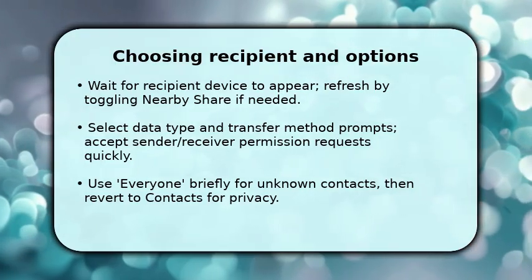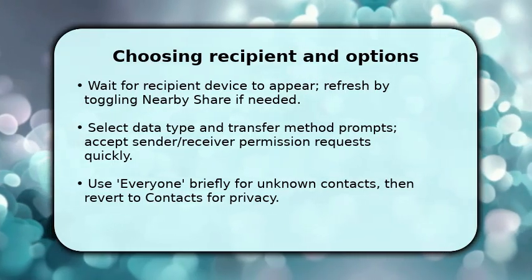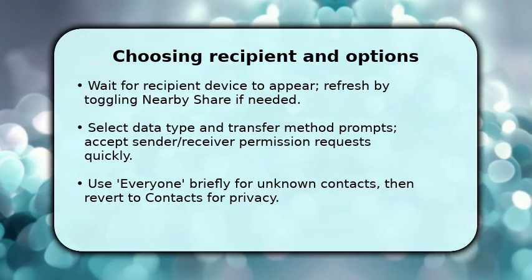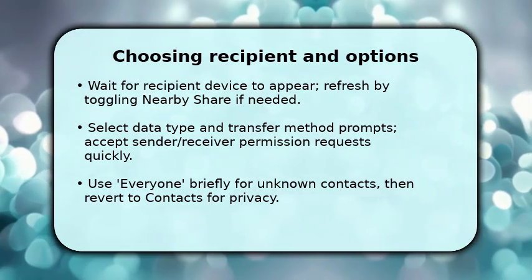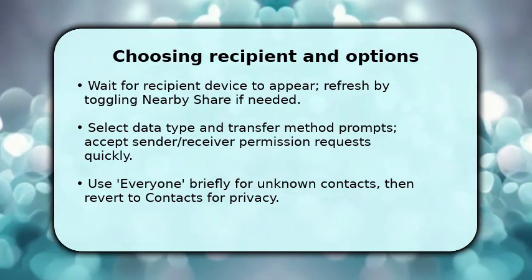If privacy settings block detection, temporarily switch visibility to everyone to connect, then revert to contacts after transfer. Doing this ensures both devices agree on protocol and avoid unnecessary retries or degraded speeds.